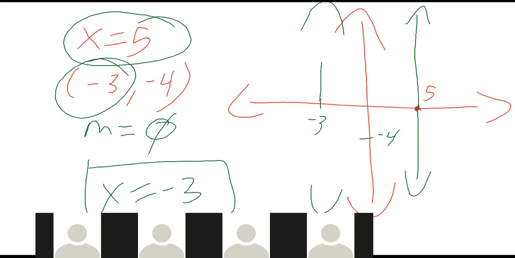So remember, it has to go through point -3 and -4. And it has to be parallel to x equals 5. So the graph has to be x equals -3.